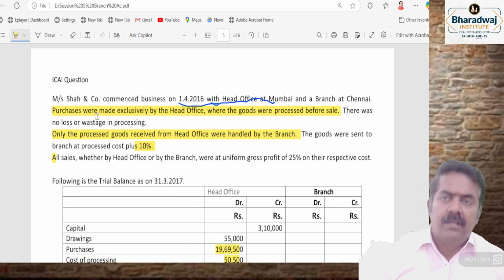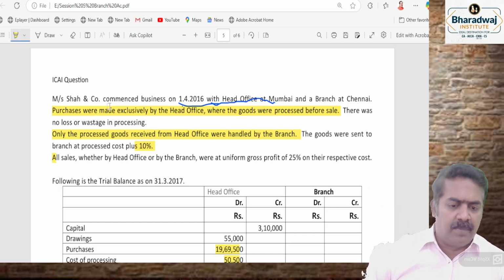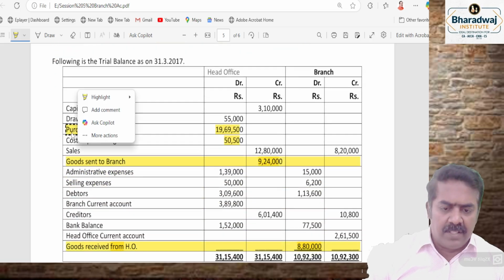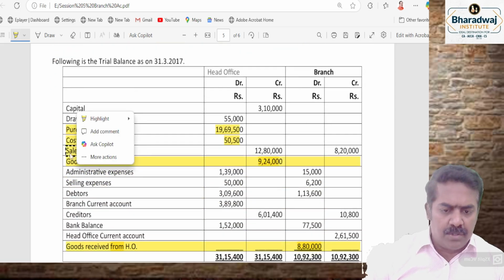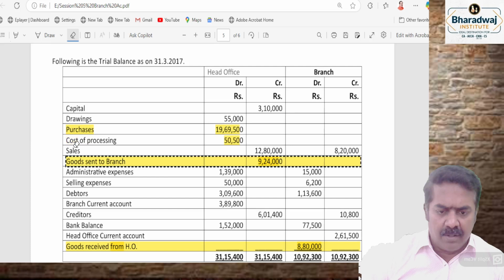Once again, who's purchasing the goods? Raw material, head office. Who's manufacturing? Head office. Goods are sent to the branch at cost plus 10%. We are given purchases, cost of processing, and goods sent to branch, everything has been given. Of course, sales we will take in the trading account.